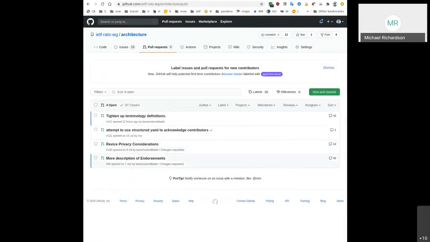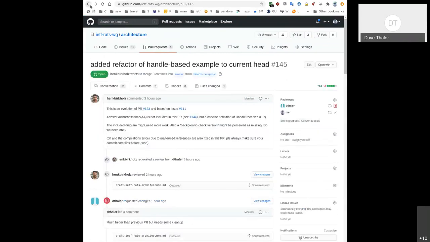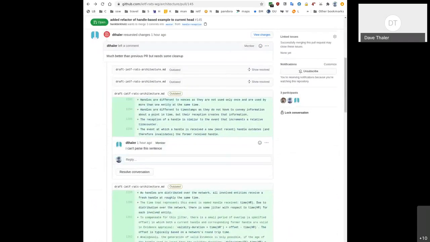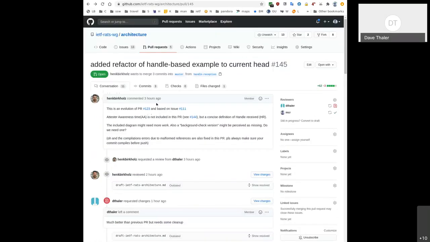So on that one, Hank actually asked a question that would be useful for us to see whether we have agreement on. If you go back one thing in the browser, in his comment on 145, not in the text, in the pull request description, he says, "Also a background check version might be perceived as missing. Do we need one?" Oh yeah, because before we had a 2x2 matrix of examples, meaning background check versus passport for nonce versus timestamp, and this adds a third value to the nonce versus timestamp axis. So now it's nonce, timestamp, and handle. And so that's a question.